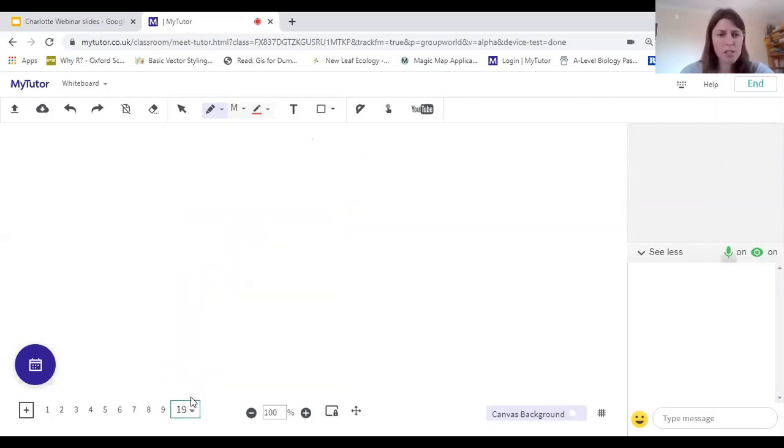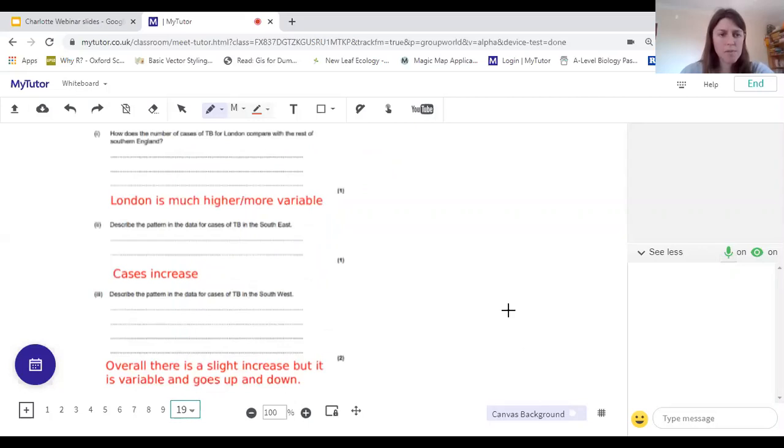Okay, let's see what the question says. I've got 3 parts. So how does the number of cases of TB for London compare with the rest of southern England? 1 mark for this one. Well, we kind of answered that when we had our general look at the table, didn't we? So we said that London is much higher and more variable in its number of cases of TB.